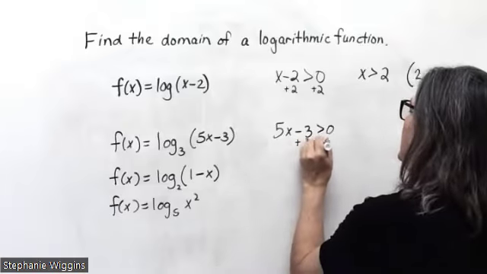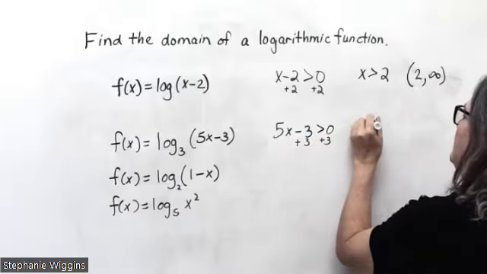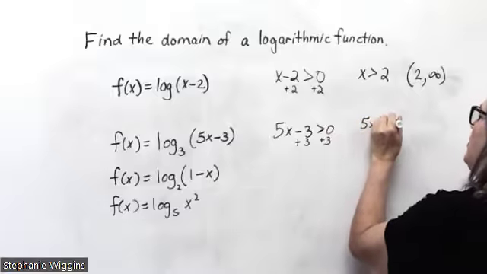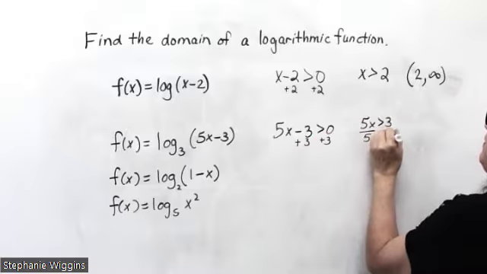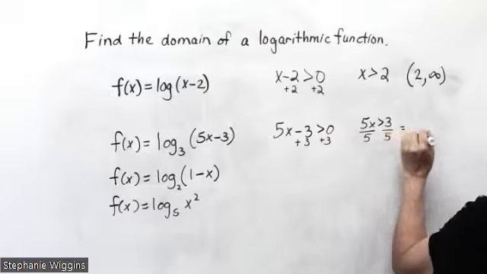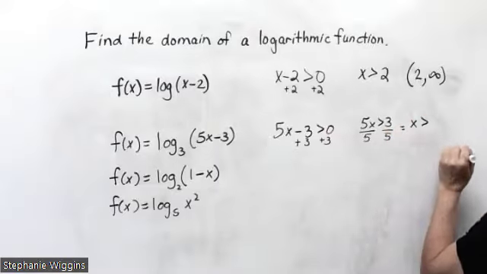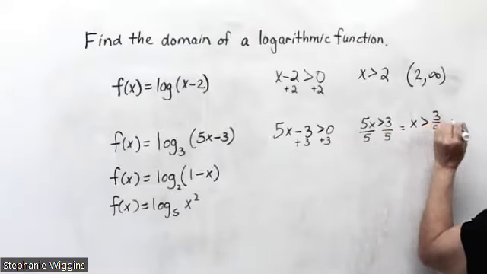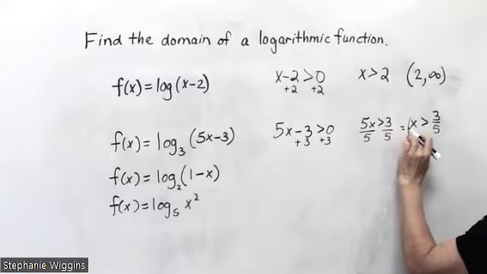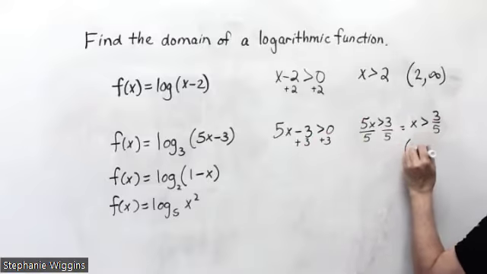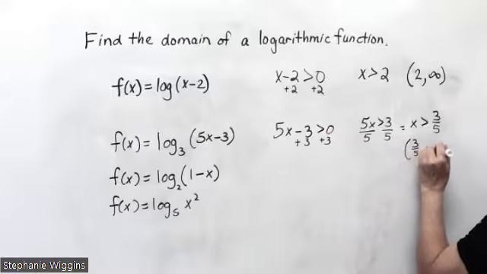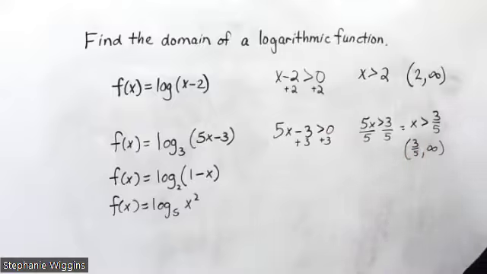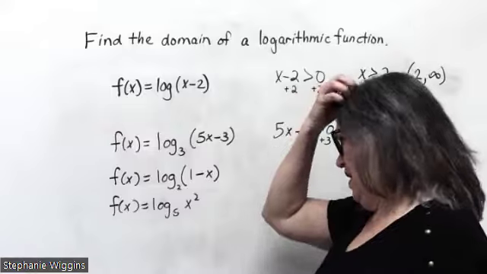I'm going to add 3 to both sides, and I get that 5x is greater than 3. Divide both sides by 5, and I get that x is greater than 3/5. So putting that in interval notation, I get 3/5 to infinity. All right, here, be careful.